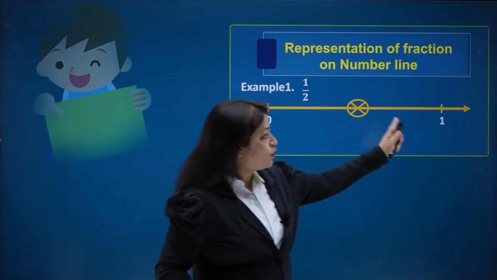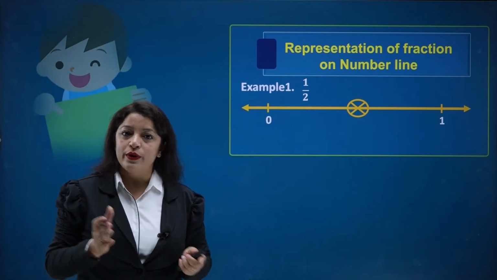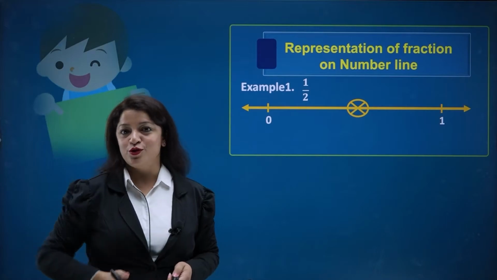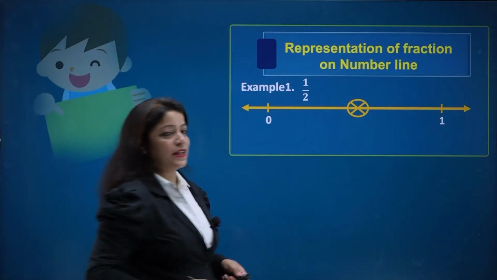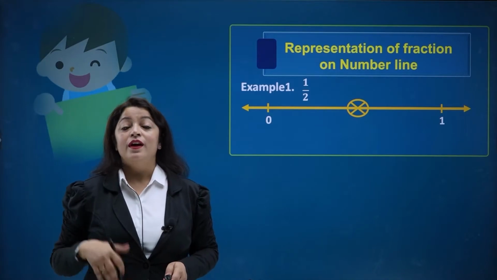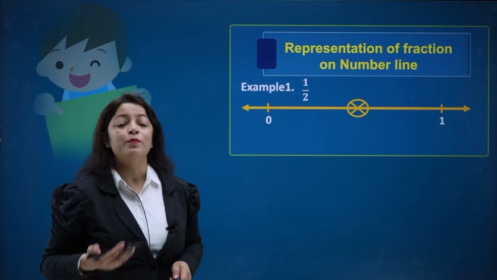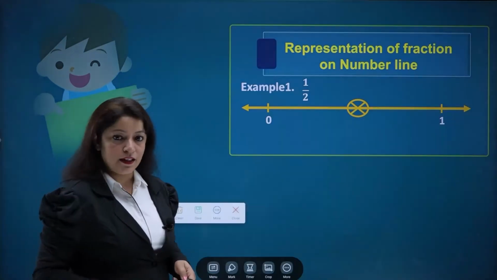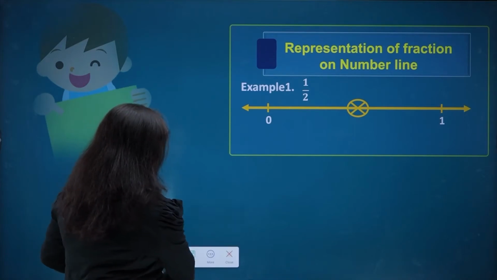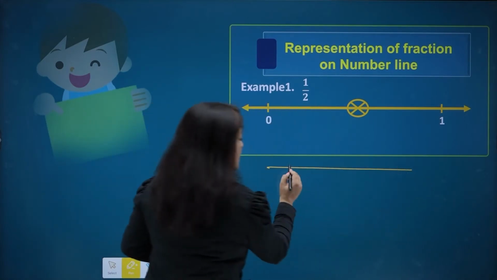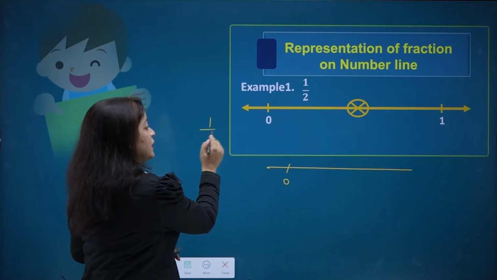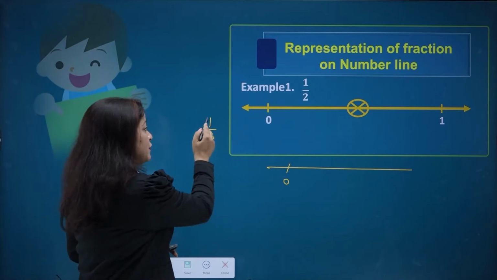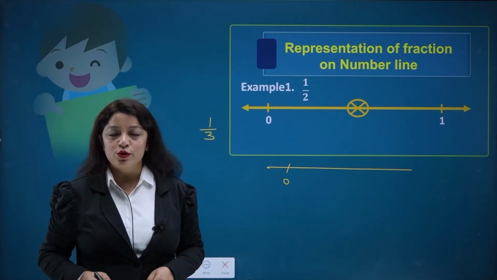So when 0 to 1 is divided into 2 equal parts, then I can say one part will be called 1 upon 2. And so this cross will represent 1 over 2. In this way, if you want to represent 1 upon 3, what are you going to do? You are just going to first draw a line on which you can represent some numbers like 0, because 1 upon 3 is again 1 divided into 3 equal parts. That means out of 3 we have to take 1. So 1 upon 3 is also smaller than 1.